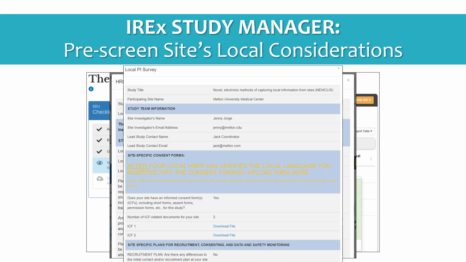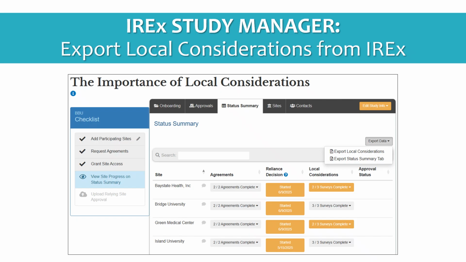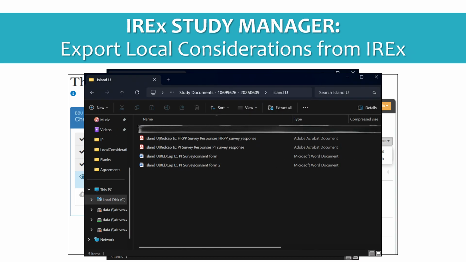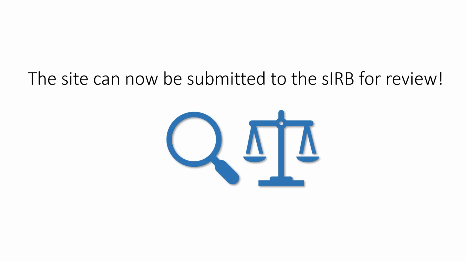If the site has consent forms, be sure they are uploaded towards the middle of the PI survey. If either the PI survey or HRP survey needs updates, email the respective respondents and ask them to make said updates. You will be notified by email that the updates have been made and the changes will be detailed. When all the information is complete and ready for SIRB review, click Export Data and select Export Local Considerations from the dropdown. A zip file of the site's local considerations will be downloaded. Select the site to view and save their documents. The site may now be submitted to your SIRB for review via the SIRB's eIRB system.